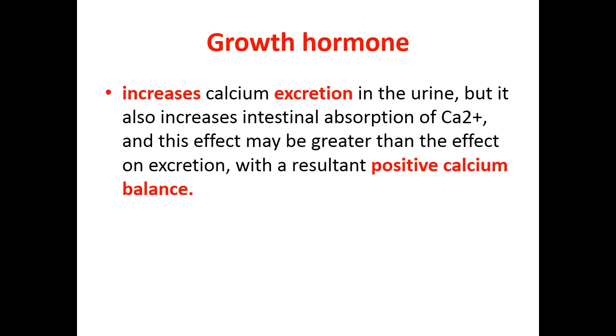Growth hormone increases calcium excretion in the urine, but it also increases intestinal absorption of calcium, and this effect may be greater than the effect of excretion. I mean the effect of increasing intestinal absorption of calcium is greater than the effect of increasing urinary excretion, with a resultant positive calcium balance. Totally, growth hormone will result in a positive calcium balance. How? It will increase intestinal absorption of calcium more than it increases excretion of calcium in urine.